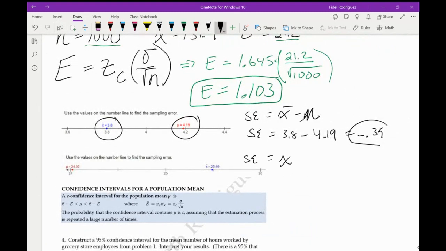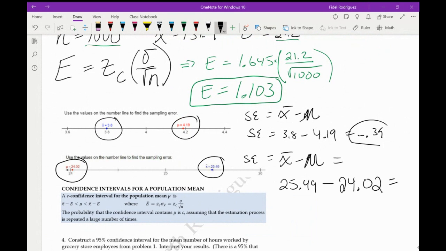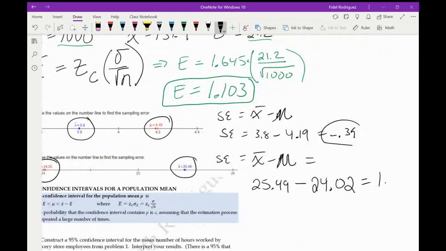Sampling error equals x bar minus mu. Look at my x bar now. My x bar is 25.49. So I'm going to write 25.49 minus my mu, which is 24.02. When I subtract those, 25.49 minus 24.02, I'm coming up with a positive 1.47.